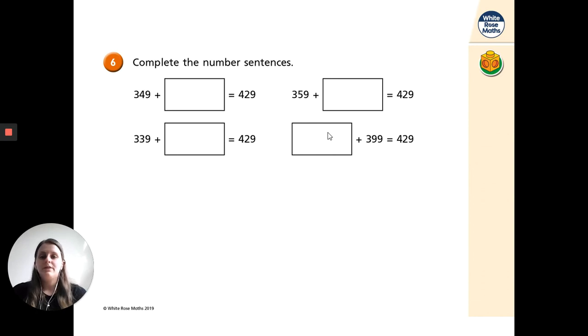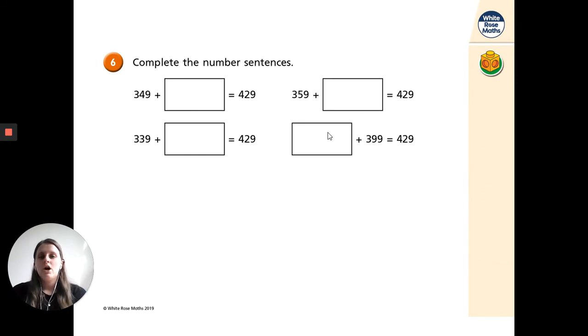Number 6, so complete the number sentences. Now, for most of these, you've been given your answer. So, to work this one out, you need to think carefully. So you've been given 349 plus something equals 429.